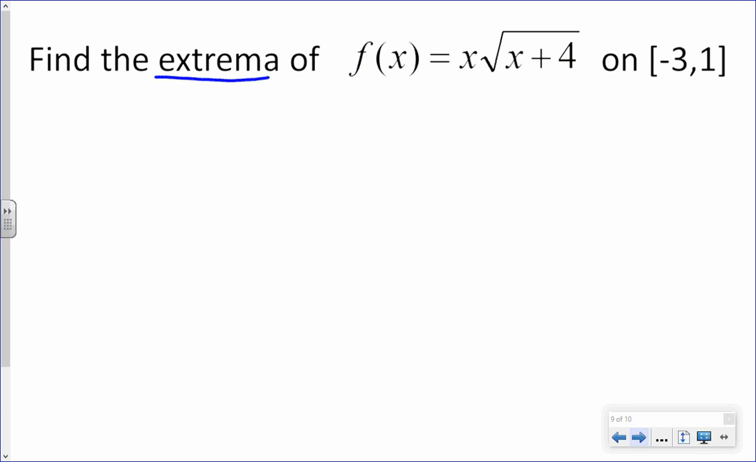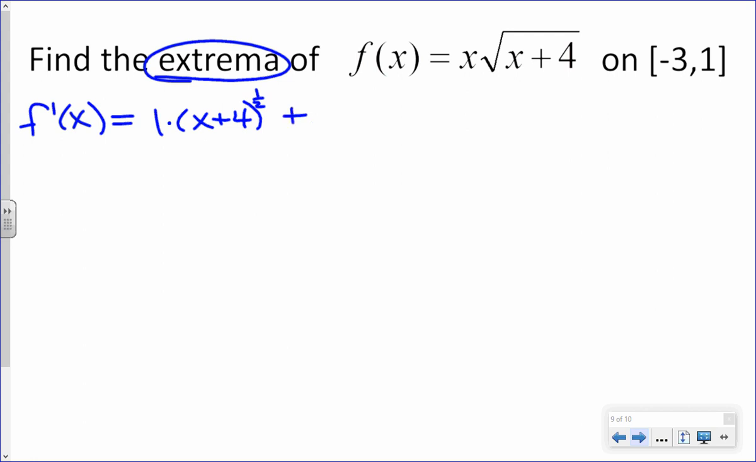Okay, so I see find extrema on an interval. I know I need where the derivative is 0 and undefined. So, what are we going to have to do to find our derivative? Product rule. Product rule, okay? So we have the derivative of the first times, I'm going to write this as x plus 4 to the 1/2. Are you okay with that? Okay. Plus the first times the derivative of the second.